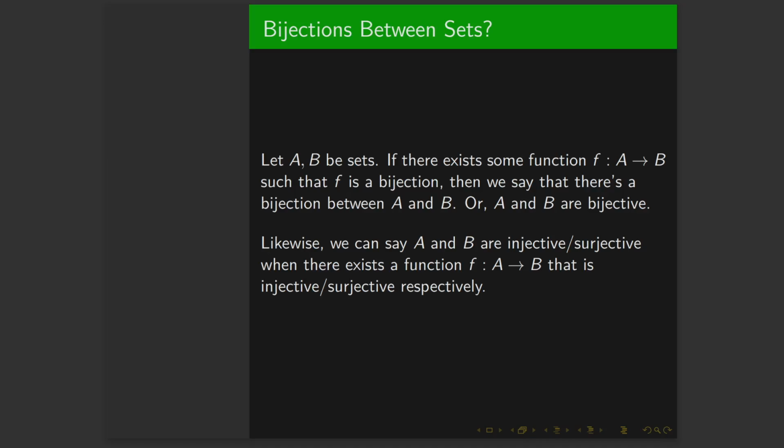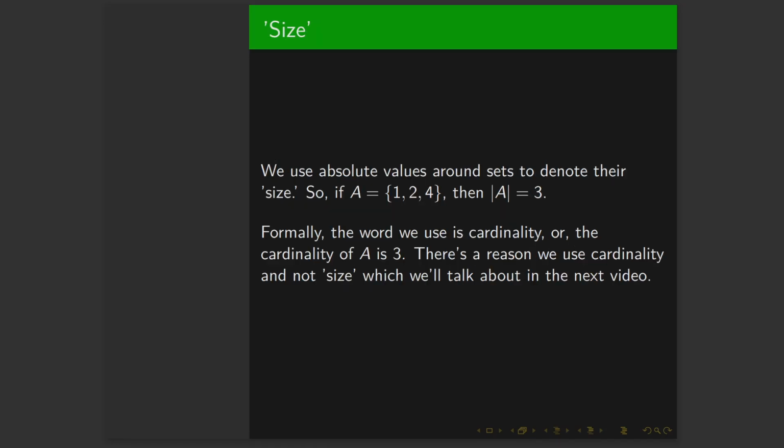And likewise, we can say that A and B are injective or surjective when f from A to B is injective or surjective respectively. How do we represent the size of a set? Well, in this case, we use the absolute value symbols, or the 2 lines on the left and the right, and then we'll just give it a number. So for example, if A has elements 1, 2, and 4, then the cardinality of A is 3. Yes, we use the word cardinality. The reason why we use the word cardinality and not size, we'll talk about in the next video.